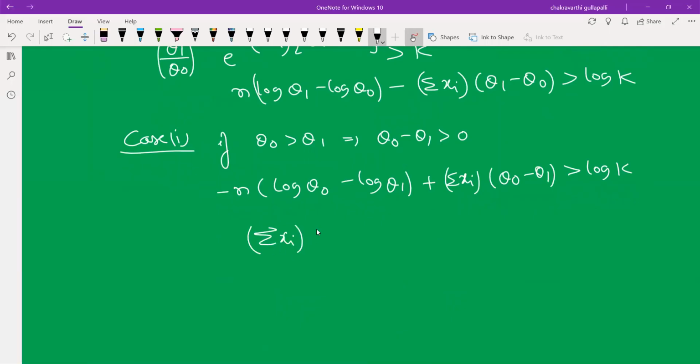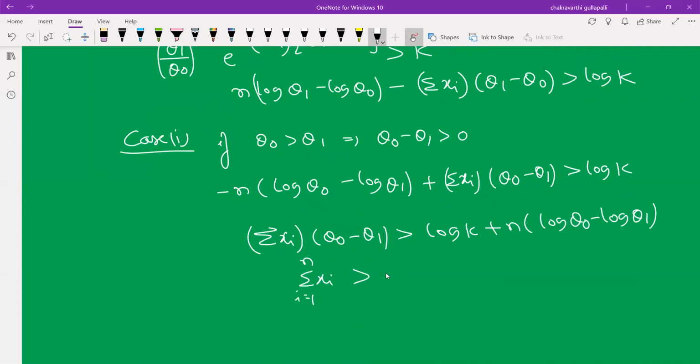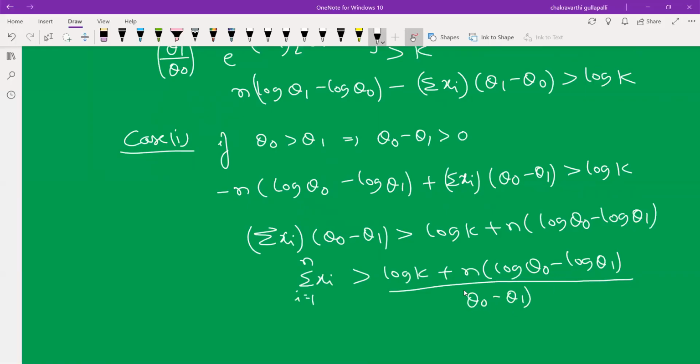Summation xi into theta naught minus theta 1 is greater than log k plus n into log theta naught minus log theta 1. So summation xi, i equal to 1 to n, is greater than log k plus n into log theta naught minus log theta 1, dividing by theta naught minus theta 1.